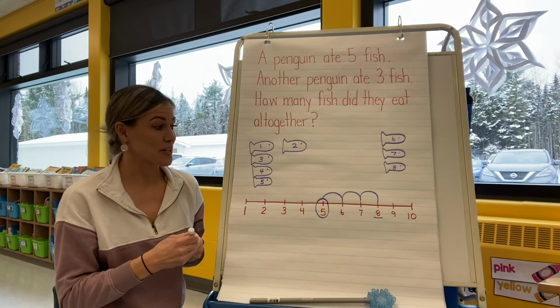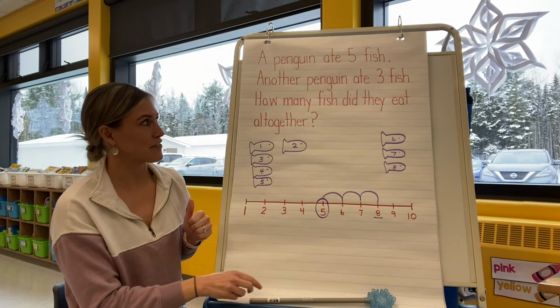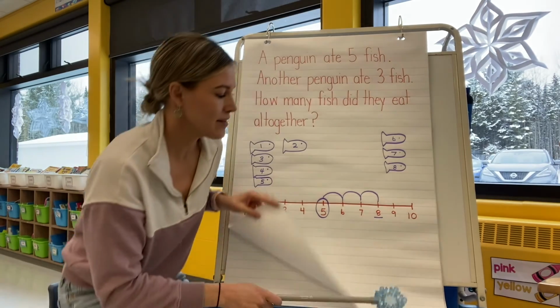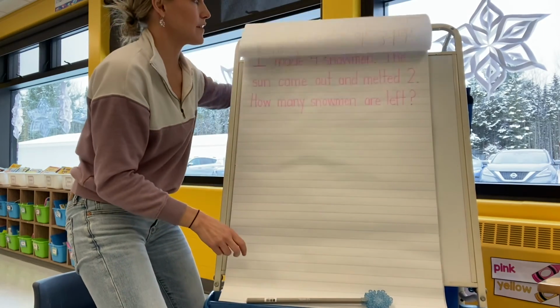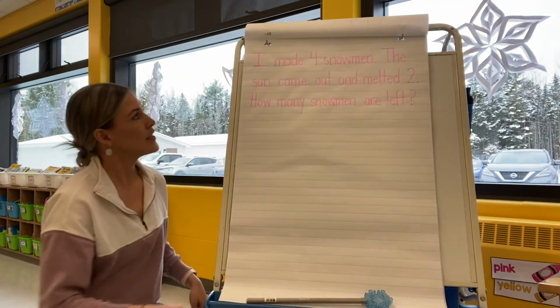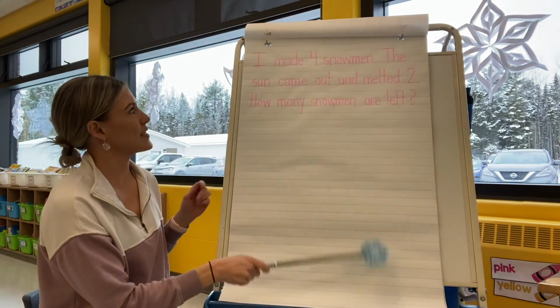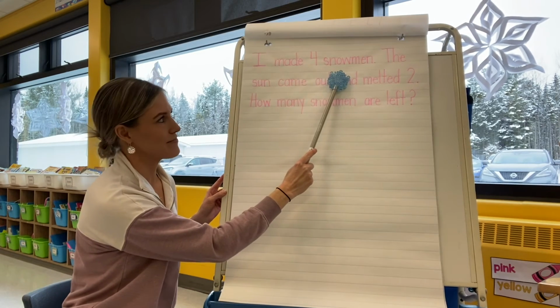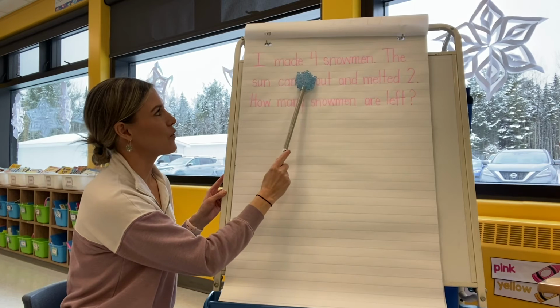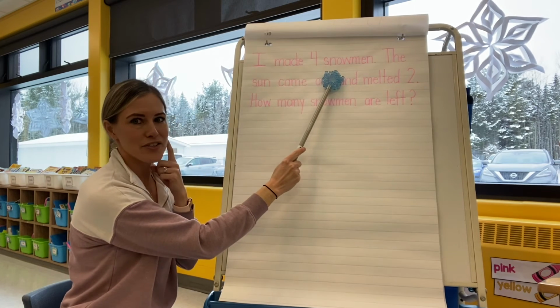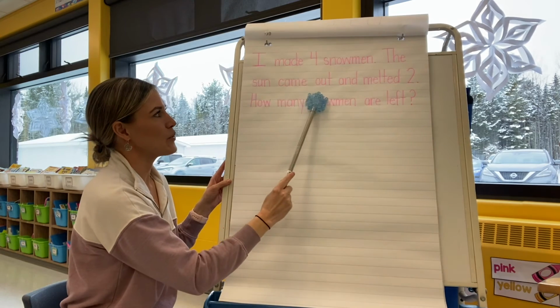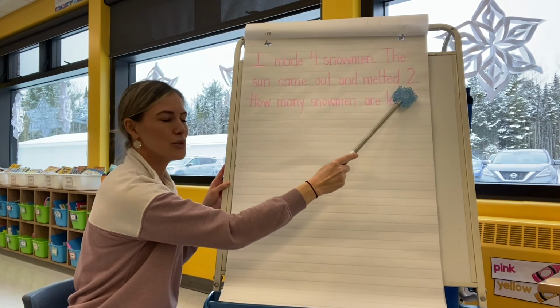So the next question actually is a little bit different. I thought we'd do that one together, and then I'm going to leave this one for you to complete. This one says, I made 4 snowmen. So how many are you going to draw first? Okay, the sun came out and melted 2.